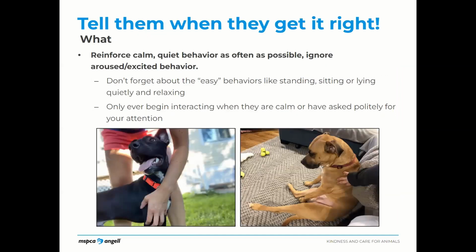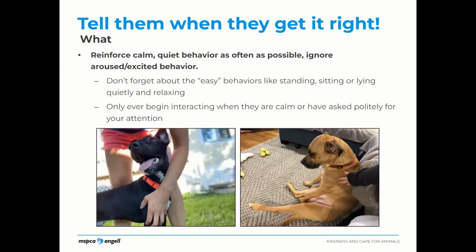So one thing I want to talk about here is that now that we've taken this approach of managing everything around the dog to ensure that we are setting them up to be successful and to offer us the behavior that we're looking for, we then need to know how to take that opportunity and tell them that they've gotten it right. So the things that we really want to reinforce, that we want to see more of, are calm, quiet behaviors as often as possible. And we can reinforce those in any number of ways. We'll talk about that in a minute.